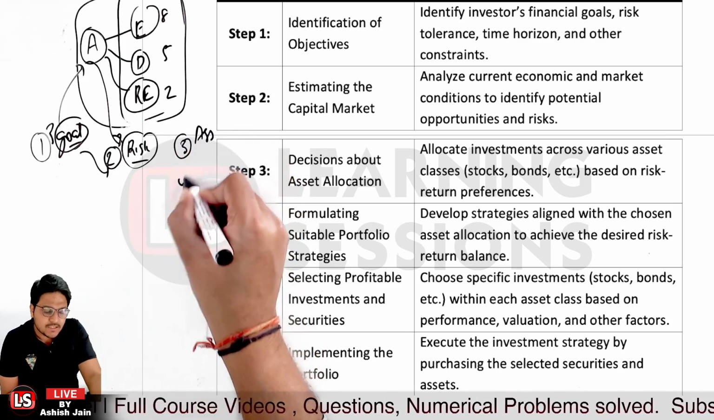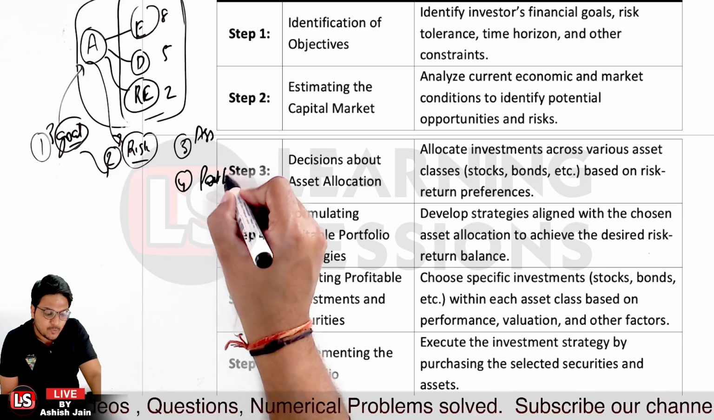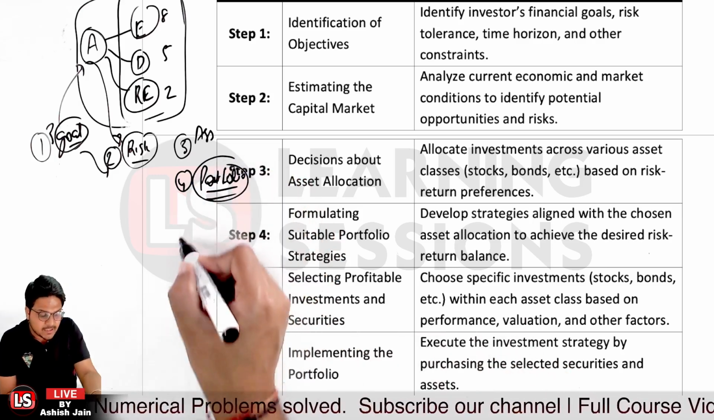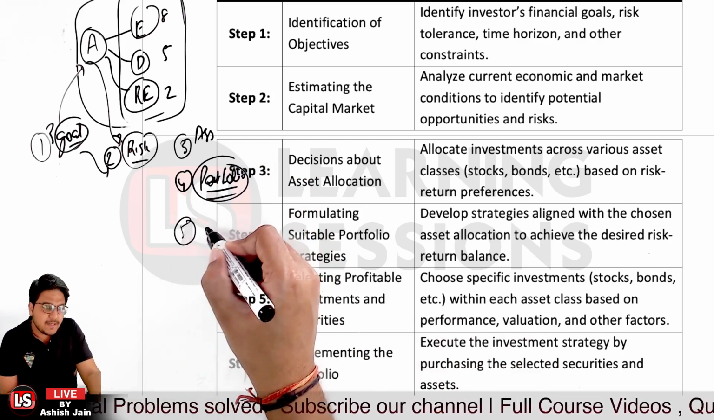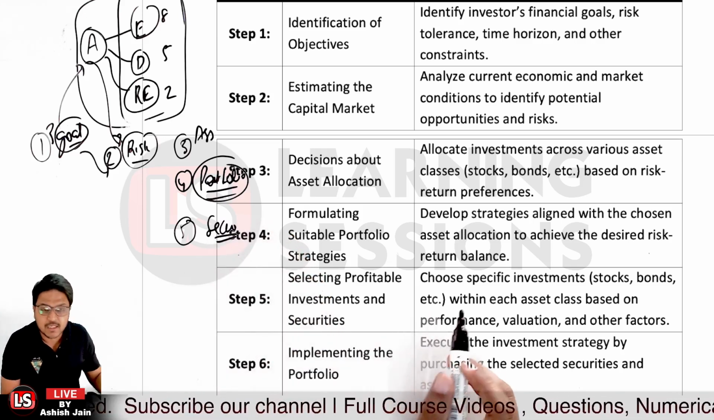And the fourth one is related to portfolio strategies, that we will be selecting portfolio strategies, what type of portfolio should be managed, so that it can be managed effectively and efficiently. And the fifth one is related to selecting the different securities or different investments, right? Particular investments and securities will be selected.